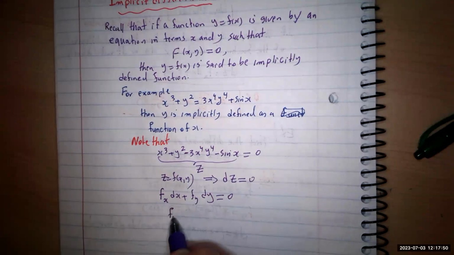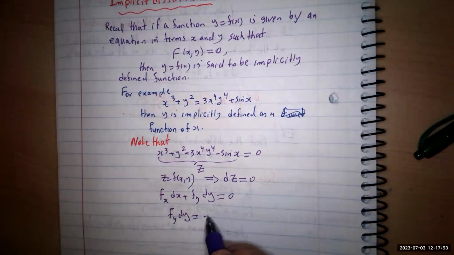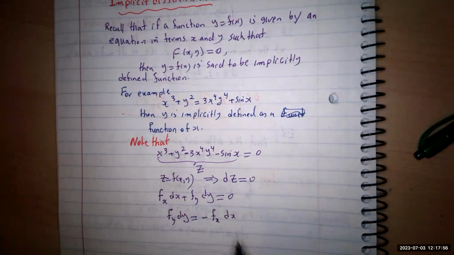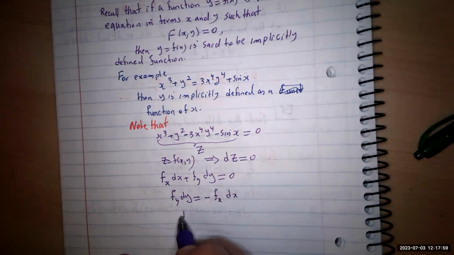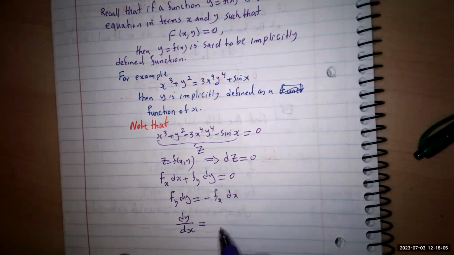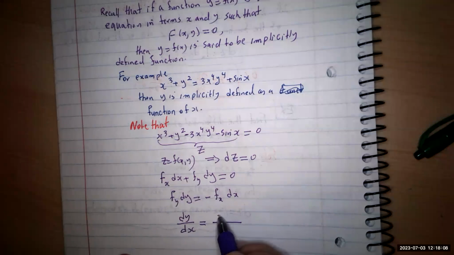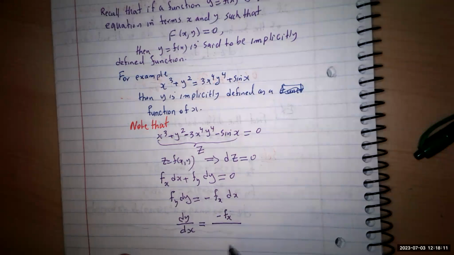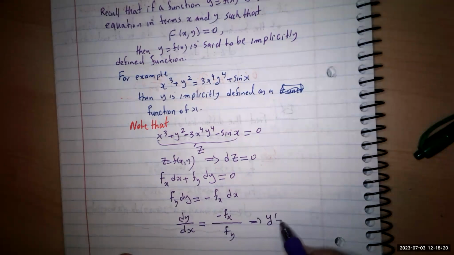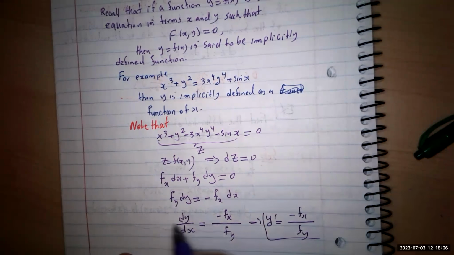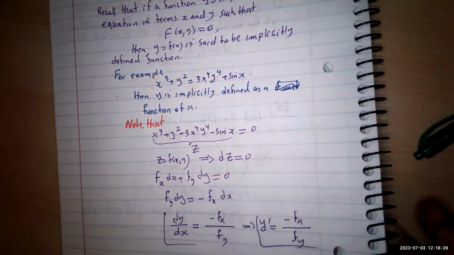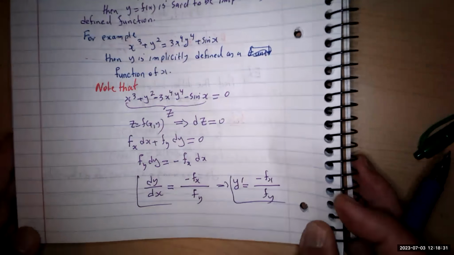So I'm going to write it down as f_y dy equal to negative f_x dx. Divide both sides by dx. Just make it dy/dx, which is y prime, equal to the negative partial derivative of f with respect to x over the partial with respect to y. And you know that this is simply y prime. So y prime is equal to the negative partial with respect to x over the partial with respect to y.